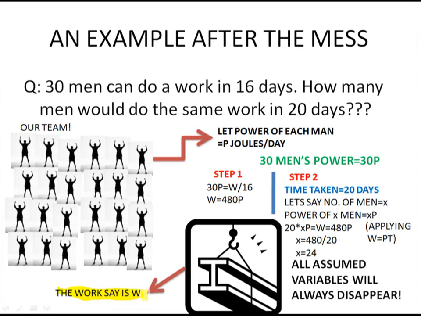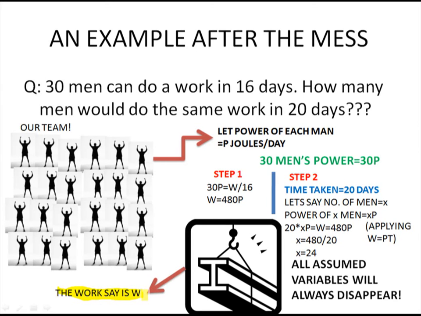Now let's apply our formula. Work done is equal to power into time, and we get 30p is equal to W by 16. So 30p is the power of 30 men, which is equal to W by 16, which also represents the power of 30 men, which is work done per unit time. So now solving for W, we get W is equal to 480p.